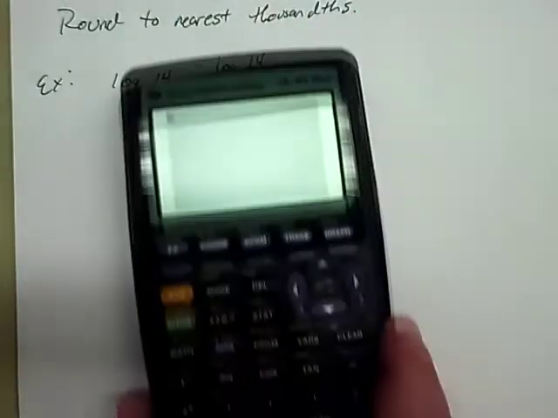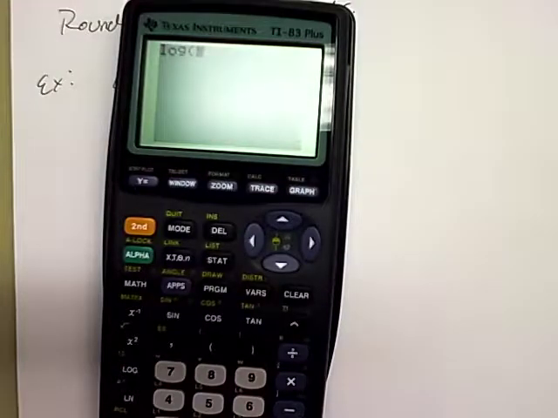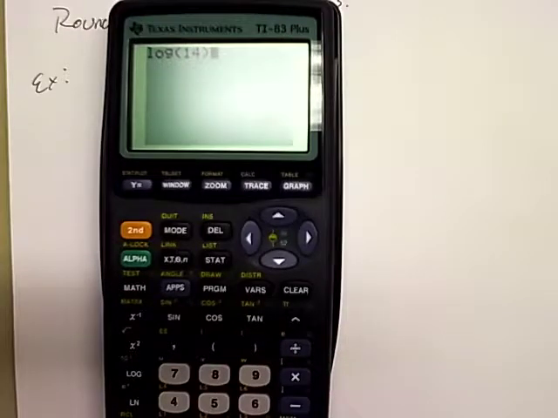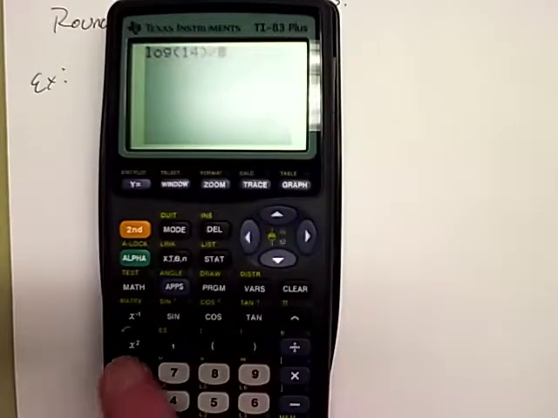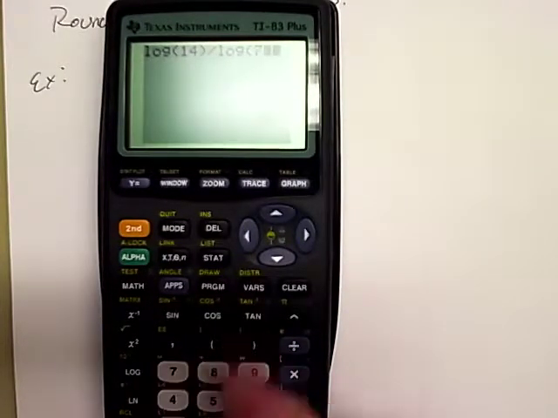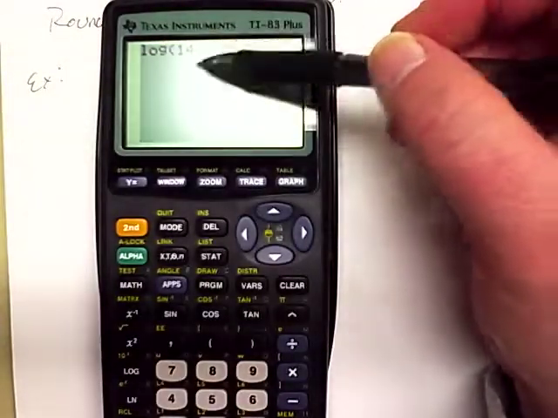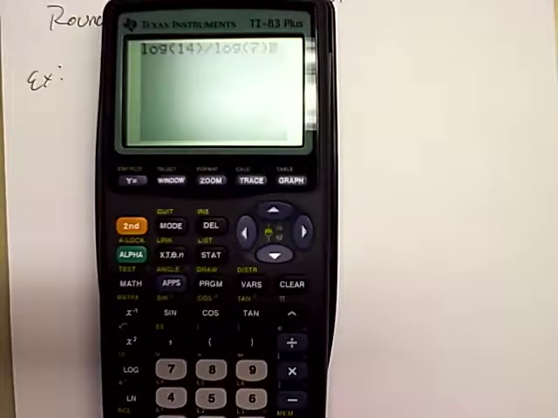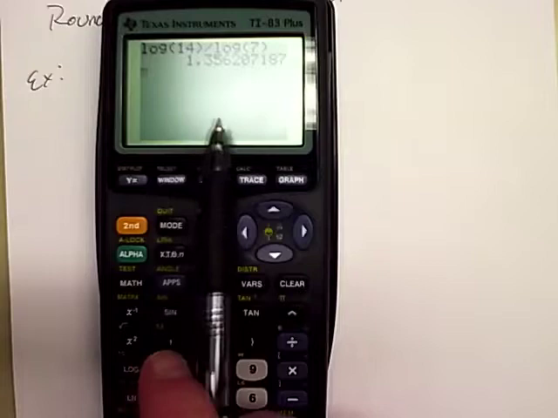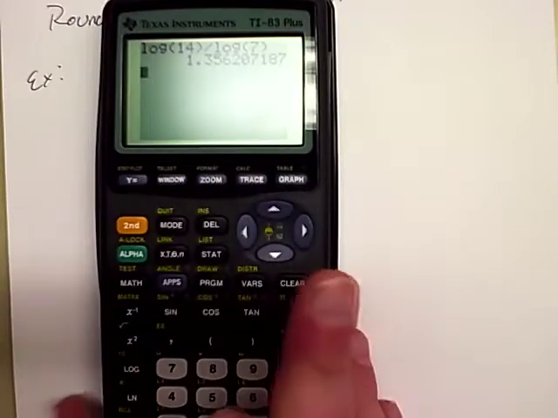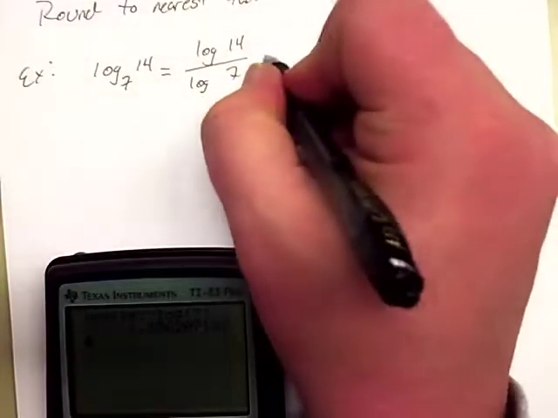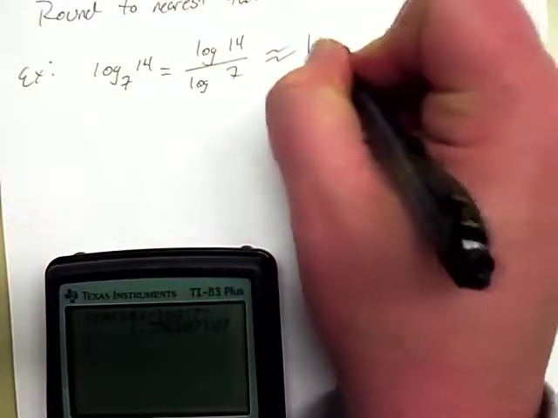And then I go to my calculator, and I get the log, and notice how it has those parentheses, so I'm going to plug a 14 in and then close it, divided by log, and then I'm going to put my 7. So log of 14 divided by log of 7. Can you see that? Yeah. And then I hit enter, and I get 1.35620, rounding to the nearest 3 decimal places, I end up with 1.356.